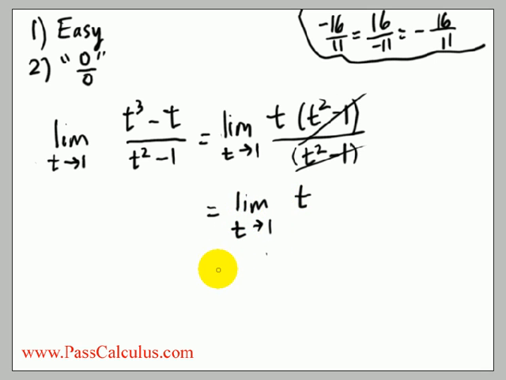And now that's an easy kind, right? We're just going to put the number 1 right in there. When I put 1 in there, I get 1. And notice now I drop the limit sign, okay? So there's my final answer on that one. How about something like this?